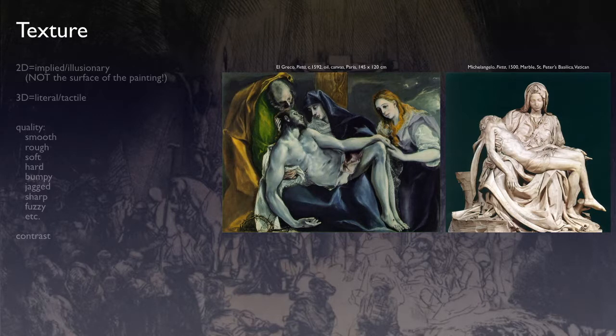One of the reasons I picked these two pieces of artwork is that one is two-dimensional, one is three-dimensional, which is the first thing that you need to decide about your piece of artwork. Is it two-dimensional or is it three-dimensional? If it's 2D, across the board, almost every piece of artwork that is two-dimensional has implied or illusionary surfaces or texture. We are not talking about the actual surface of a painting.